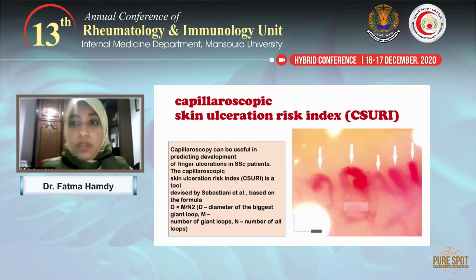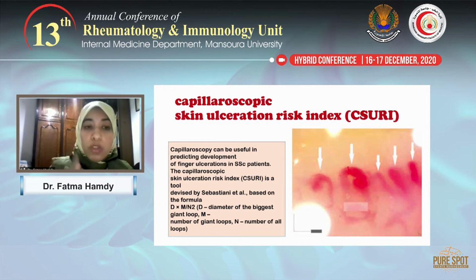As Dr. Mary said, the capillaroscopic findings can predict the development of skin ulceration. We have what's called the skin ulceration risk index, which depends on its score, on the diameter of the biggest giant loop, the number of giant loops, and also the number of all loops in the field. This score, when calculated, predicts the development of skin ulcers in scleroderma patients.